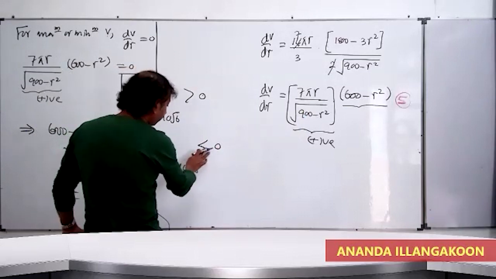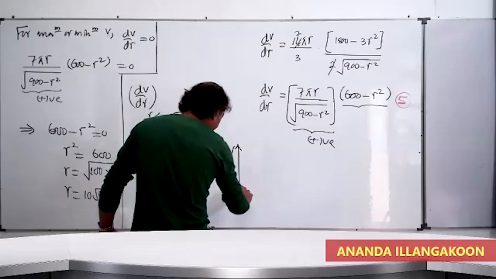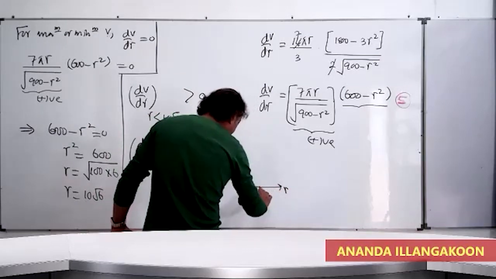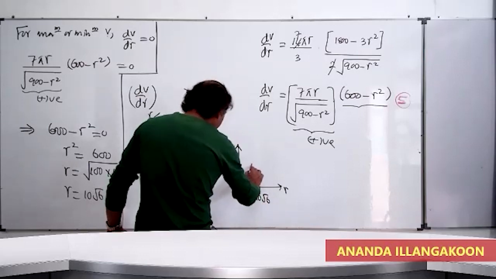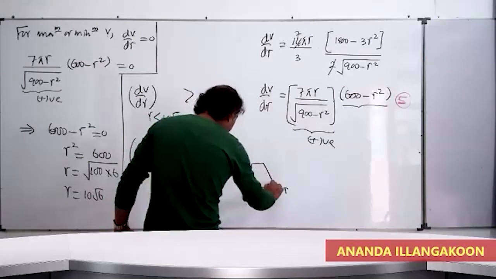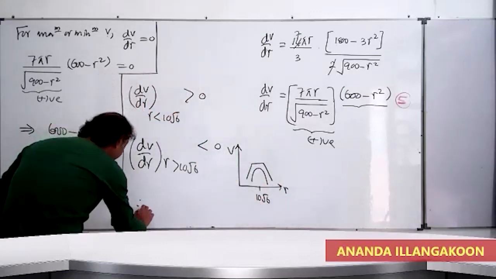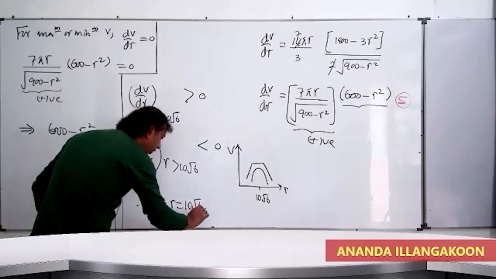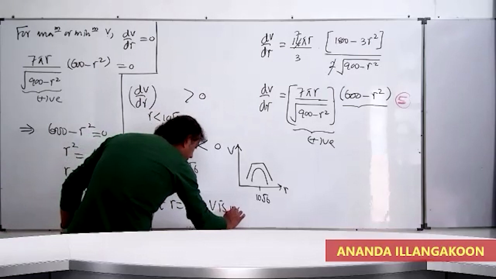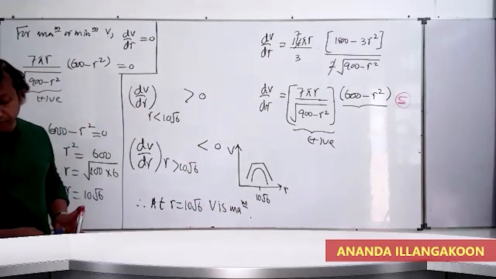Then you can see what. The v axis, the volume axis, is here, the r axis here, and the r value 10 root 6 is this. Before this, dv by dr is positive, and after it, negative. Then it is a maximum. Therefore, at r equals 10 root 6, v is maximum. Okay, this is how we take that answer.